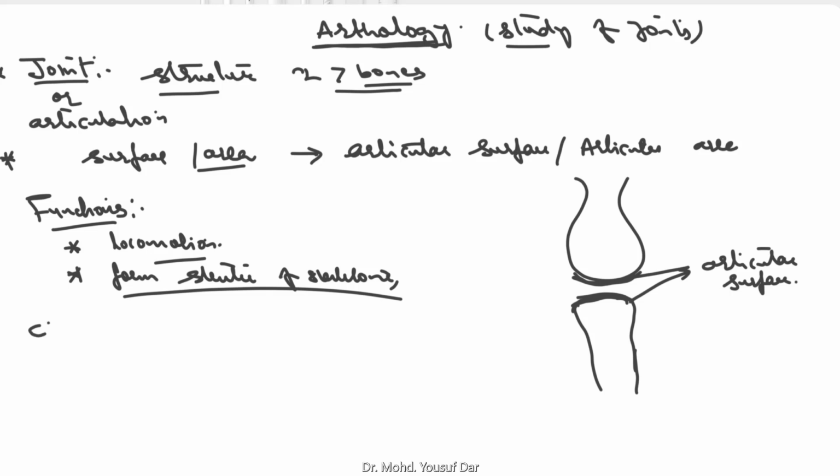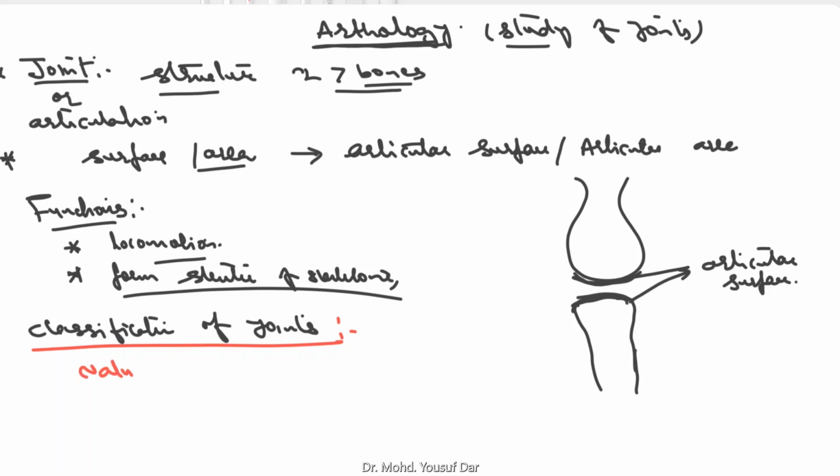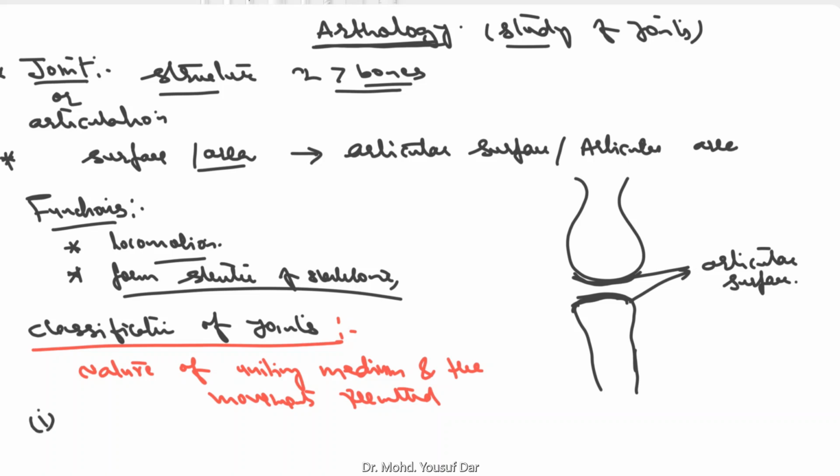Now, the classification of the joint. We classify the joint on the basis of the nature of the uniting medium and the movements permitted. So the first type is known as the synovial joint or diarthrodial joint.